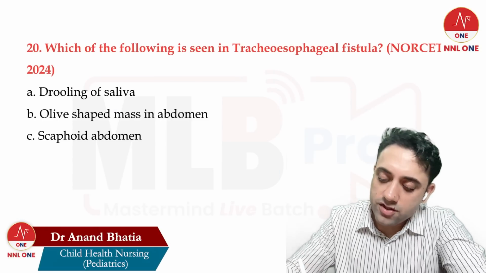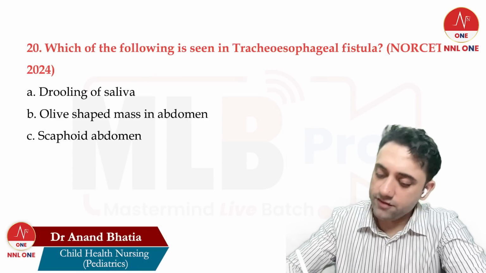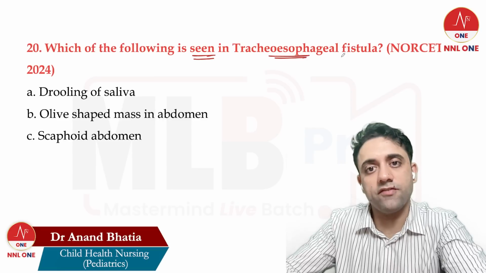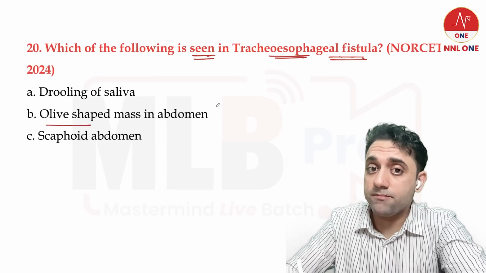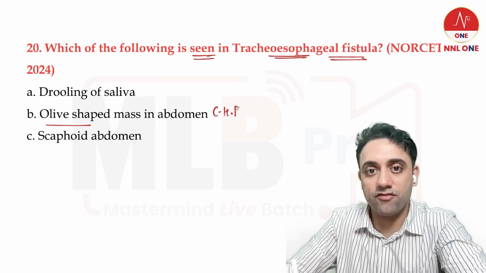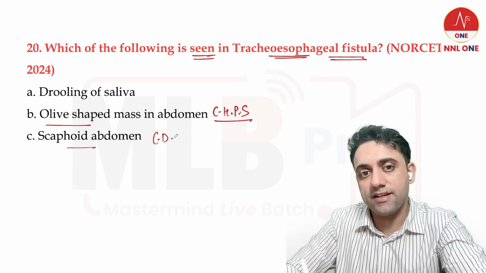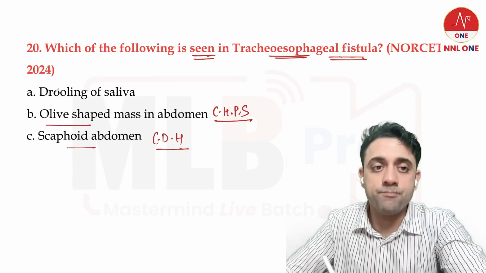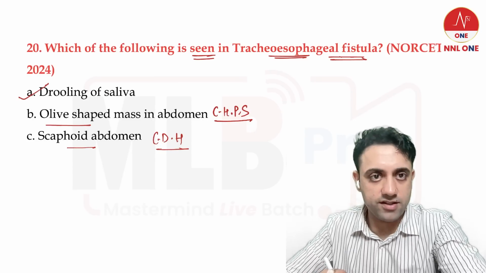Which of the following things is seen in tracheoesophageal fistula? Number one, olive-shaped mass is seen in congenital hypertrophic pyloric stenosis. Scaphoid abdomen is seen in congenital diaphragmatic hernia. Whereas drooling of saliva, yes, this finding is seen in tracheoesophageal fistula.